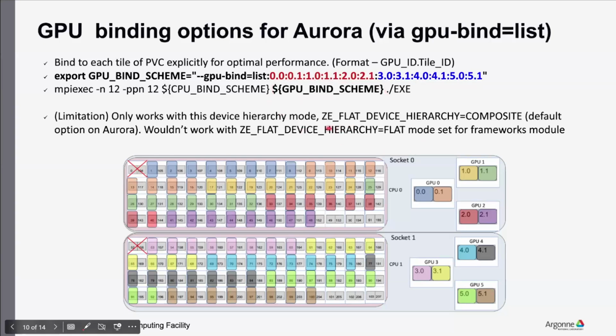So as I mentioned, there are some limitations. You need ZE flat device hierarchy set to composite, which is the default option on Aurora. And it won't work if you change the device hierarchy to flat. So for example, if you load the frameworks module, this changes the device hierarchy to flat. So using this scheme wouldn't work in that situation.